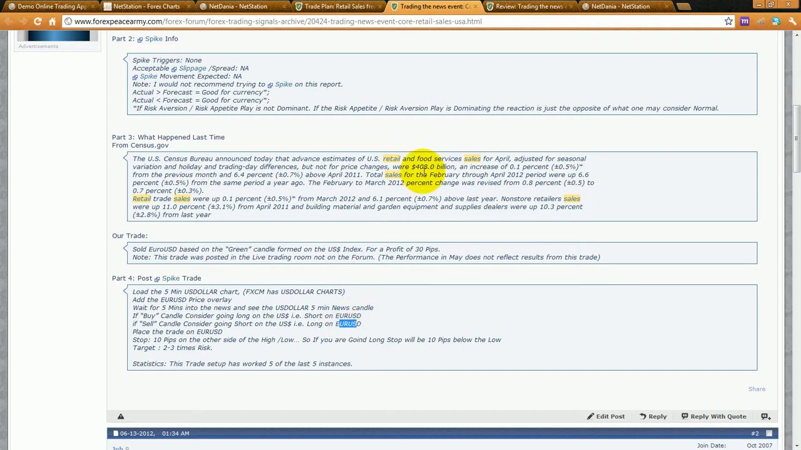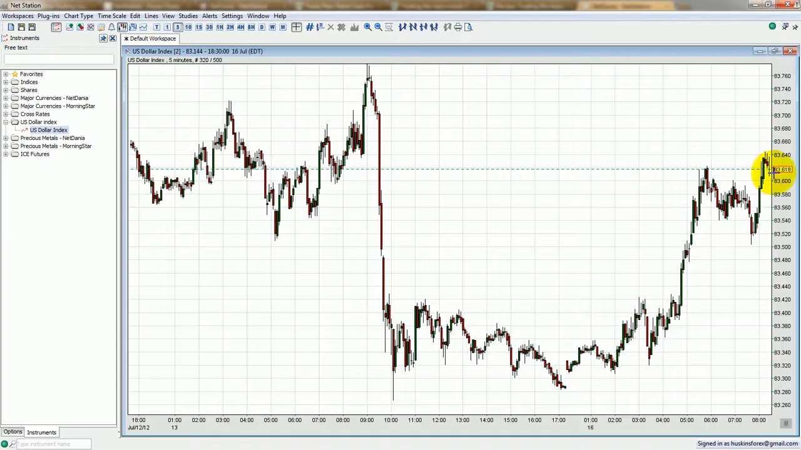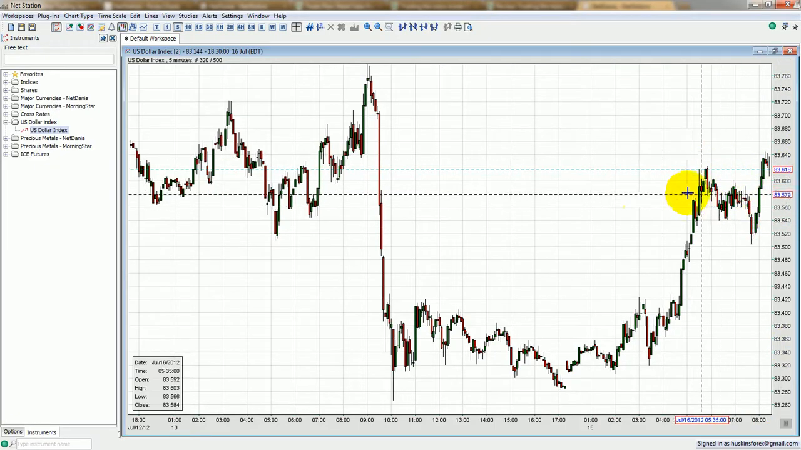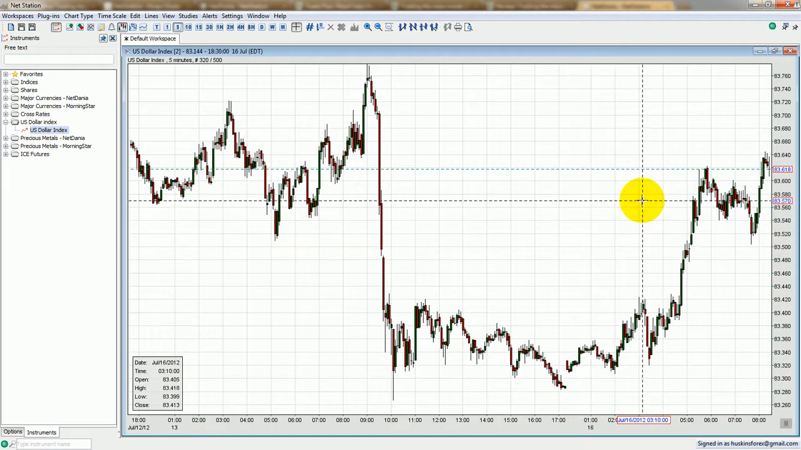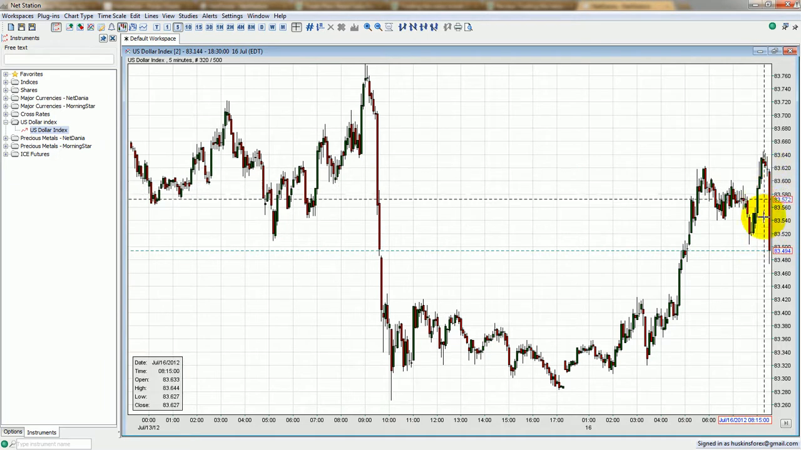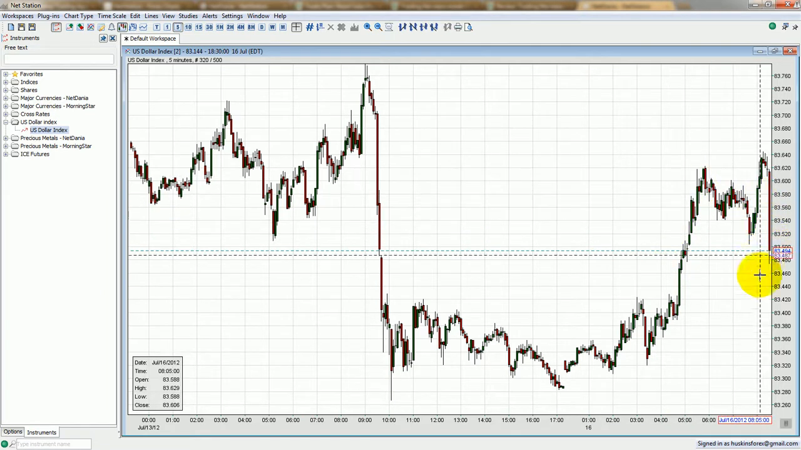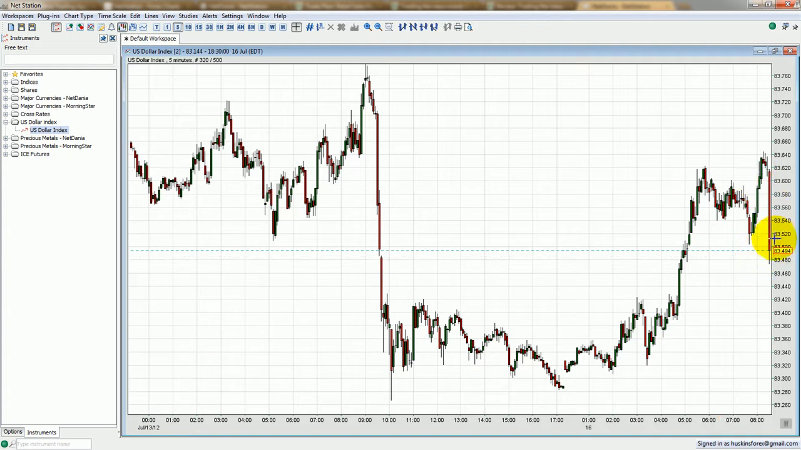what happened. So this trade was even profitable last month. This trade was profitable six of the last six instances. Let me just show you what actually happened. So this is the euro dollar index, and we were waiting for the news. At 8:30, when the news came out, it caused the US dollar to drop down. This is the 5 minute US dollar index chart, and this is the 8:30 news candle. So 5 minutes into the news, the US dollar index falls down, gives us a bear candle.